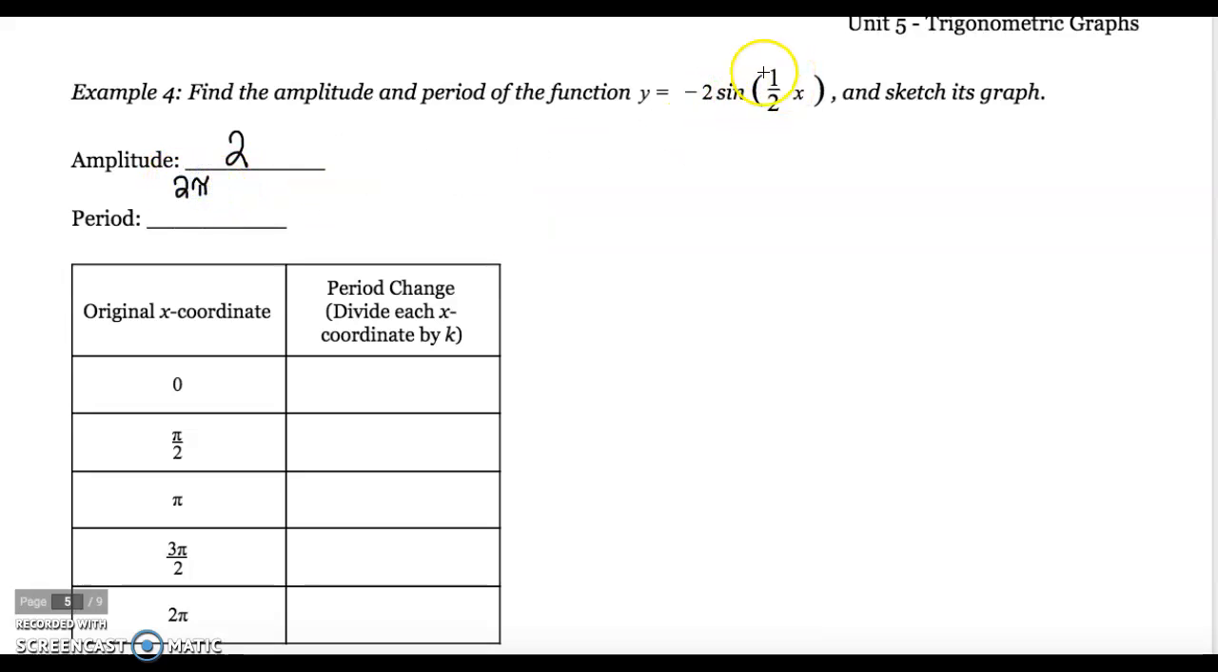and then my period change is going to take my normal period, 2 pi, and divide it by whatever number's inside of your sine function that's multiplying your x. So 2 pi divided by 1/2, it looks like I have a fraction inside of a fraction, so I'm going to flip and multiply. Dividing by 1/2 is the same thing as multiplying by 2 over 1. And so then I'll end up with 4 pi.